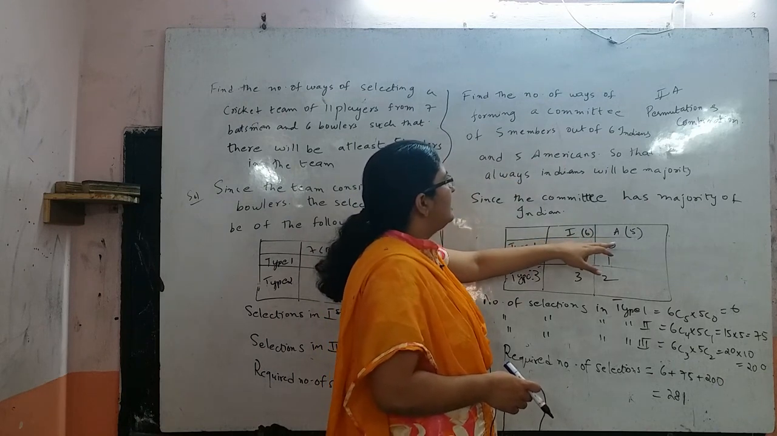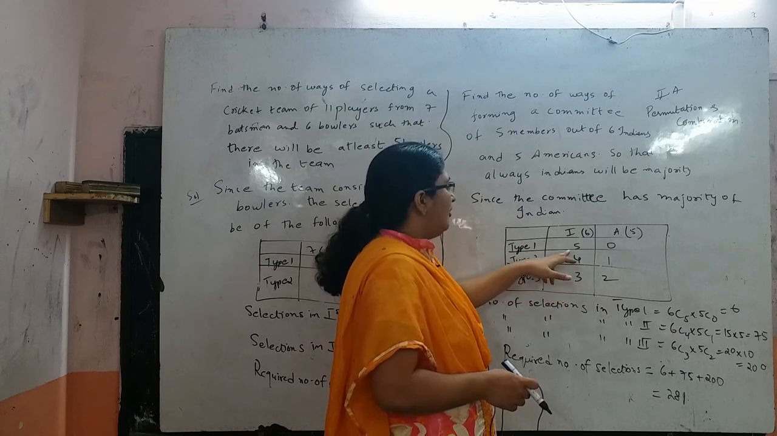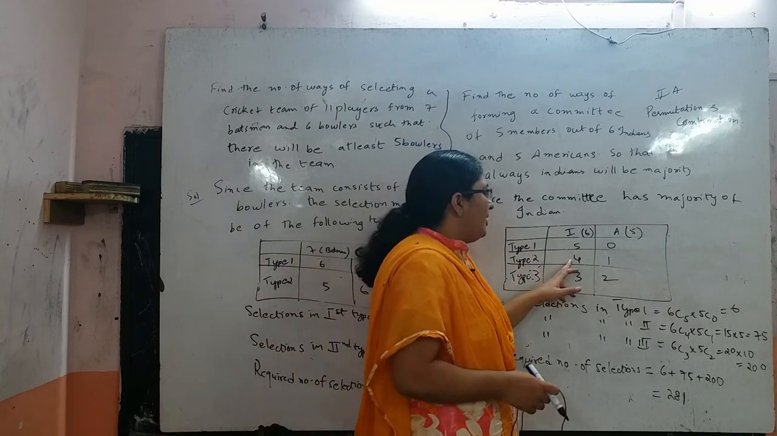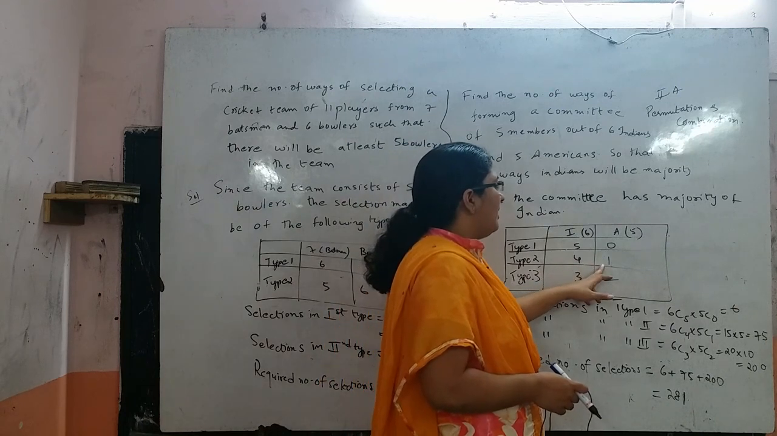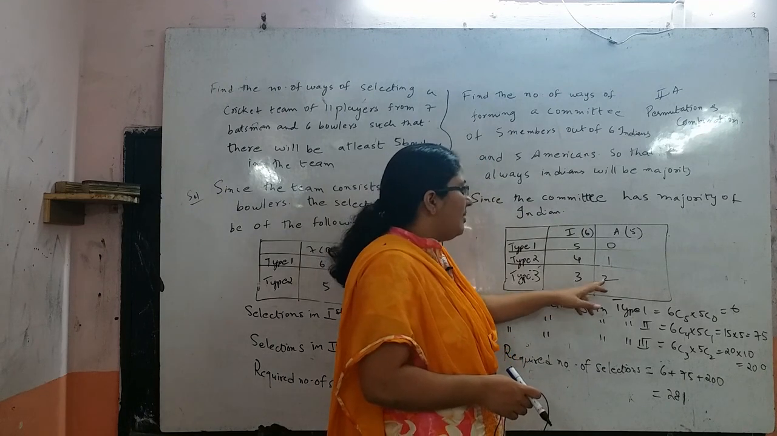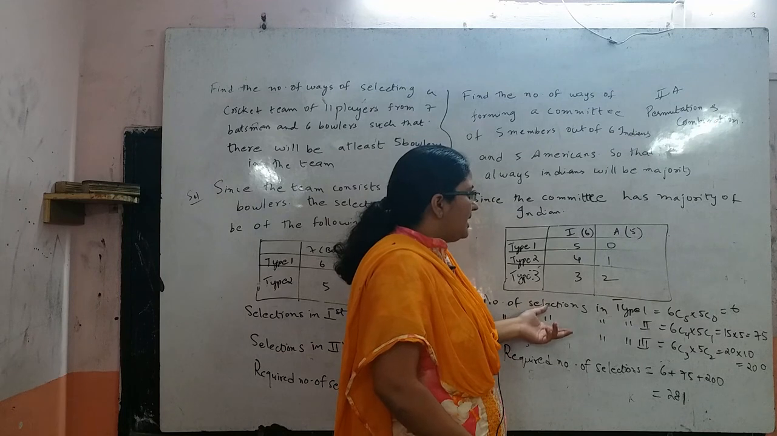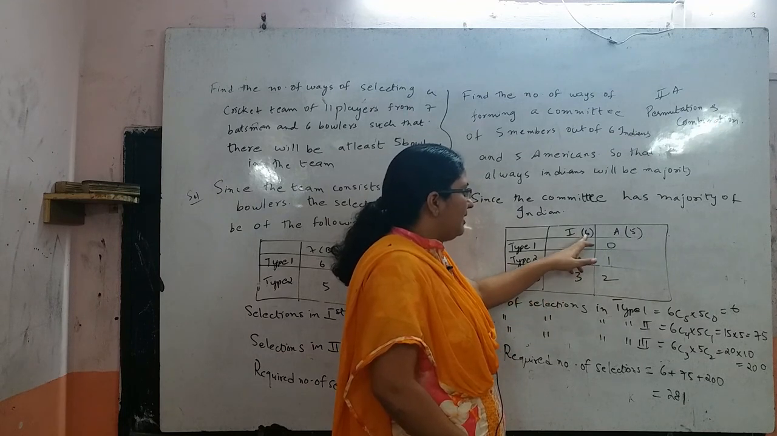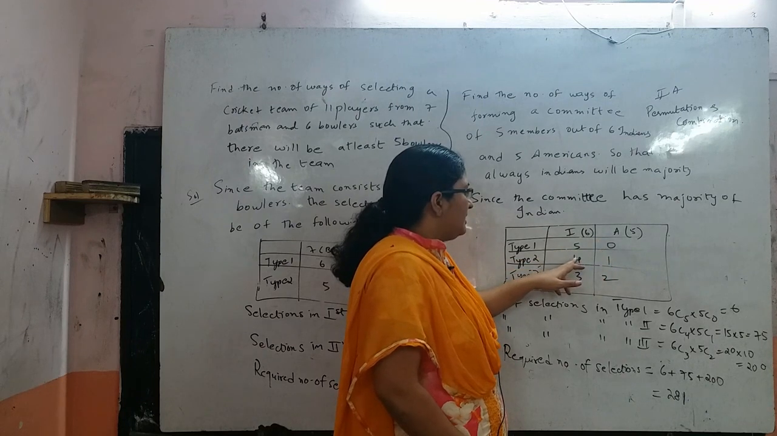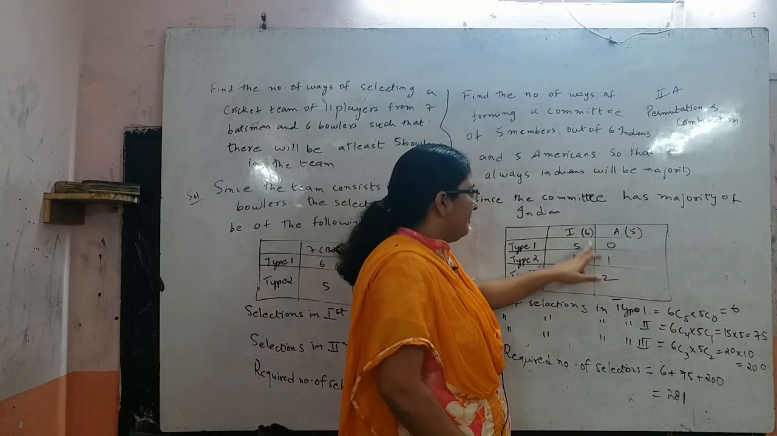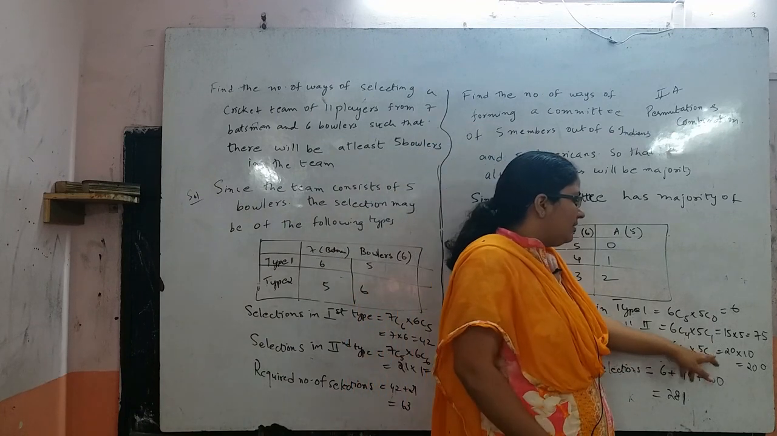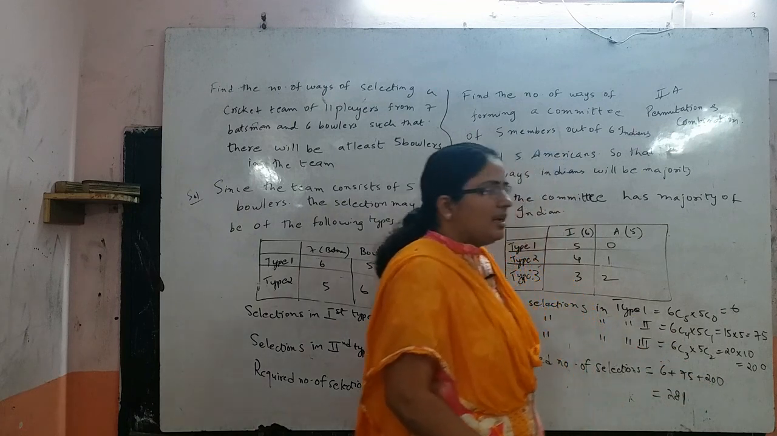Indians are 6, Americans are 5. So if you take 5 Indians, you have to take no Americans, that is 0 Americans. If you are going for 4 Indians, you have to take only 1 American. If you are going for 3 Indians, you have to take 2 Americans. Now the total number of selections: we are selecting from 6 Indians, so this is 6C5 into 5C0. Next 6C4 into 5C1, 6C3 into 5C2. This is how you get it. Then you have to add all to get the number of selections.